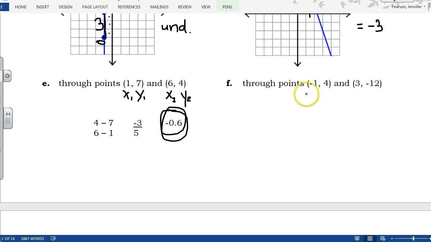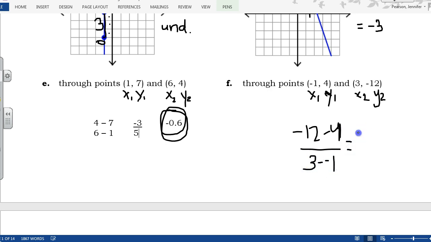Last example, I'm going to label again x1, y1, x2, y2. And then we'll do y2 minus y1 and x2 minus x1. Numerator, that's -16. Denominator, 3 minus -1 is the same as 3 plus 1, so that's 4. And when I divide those, I get -4 for my slope.